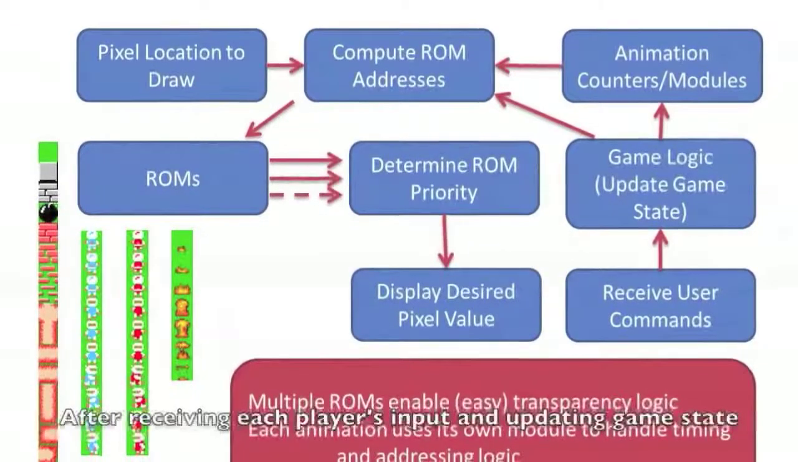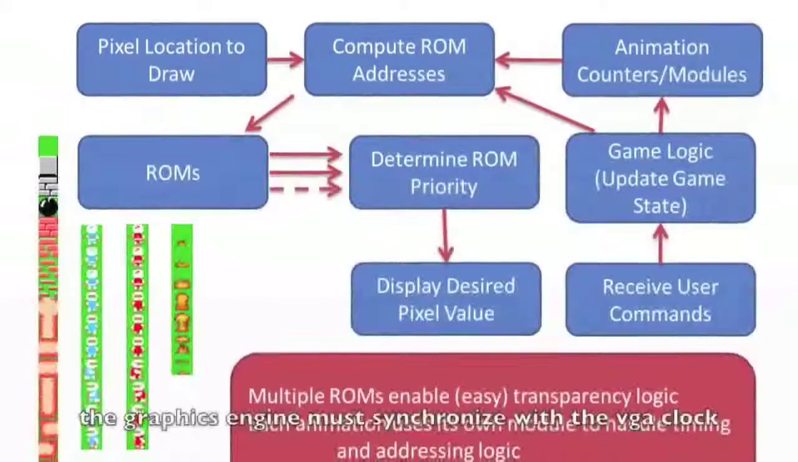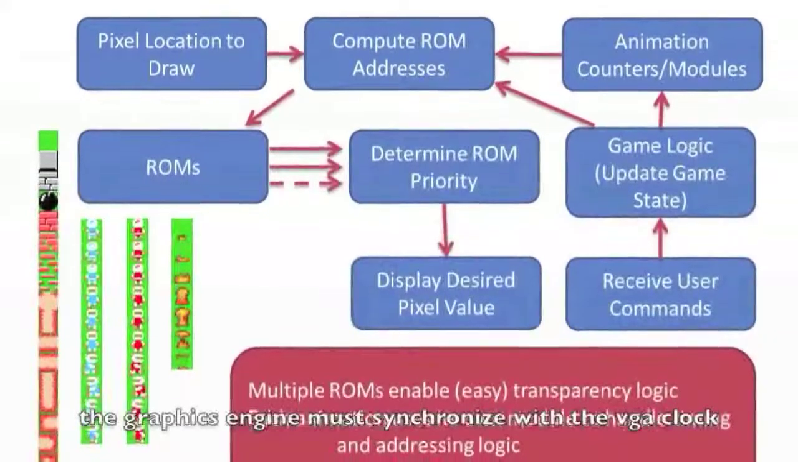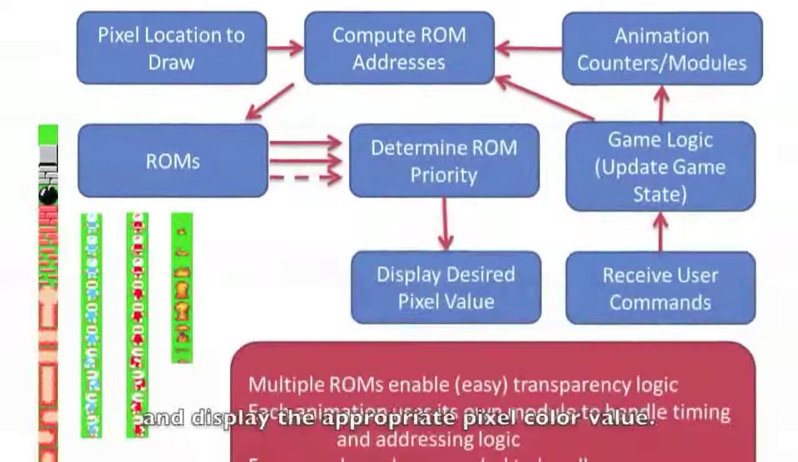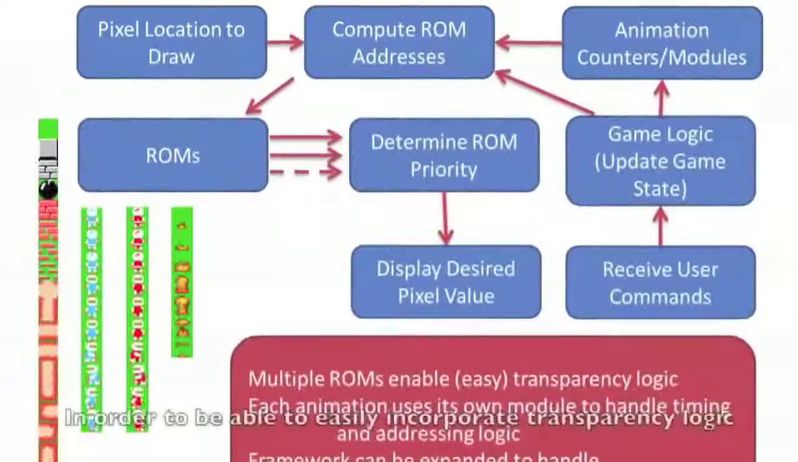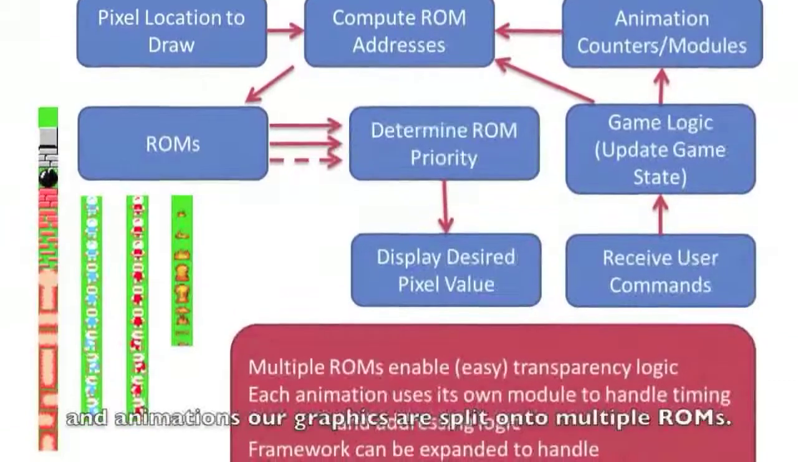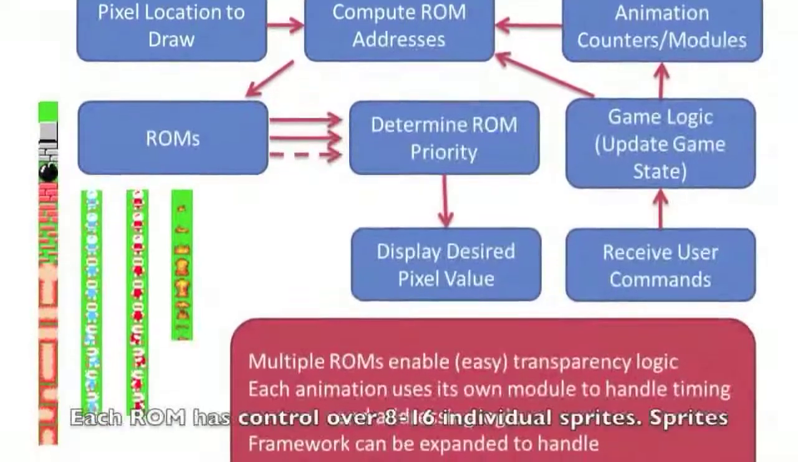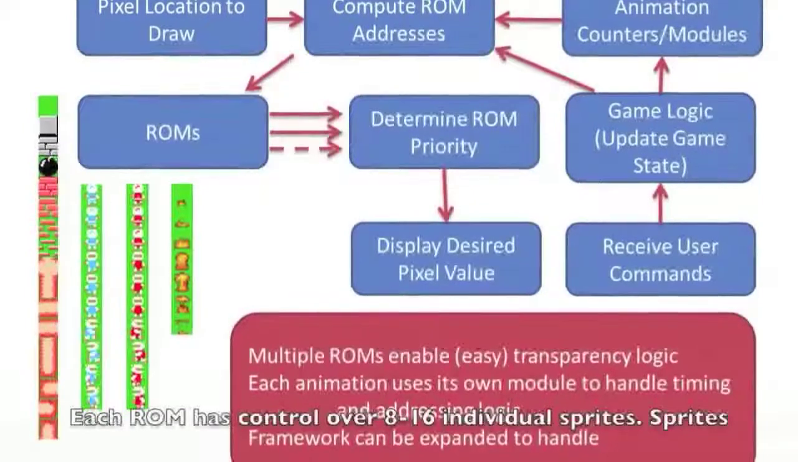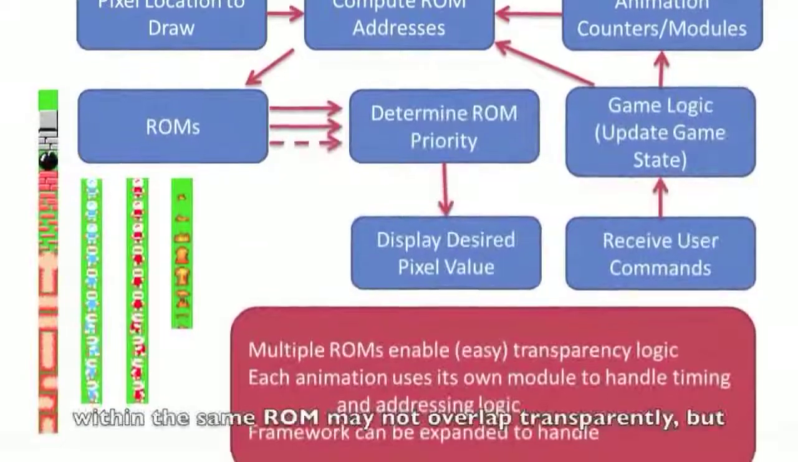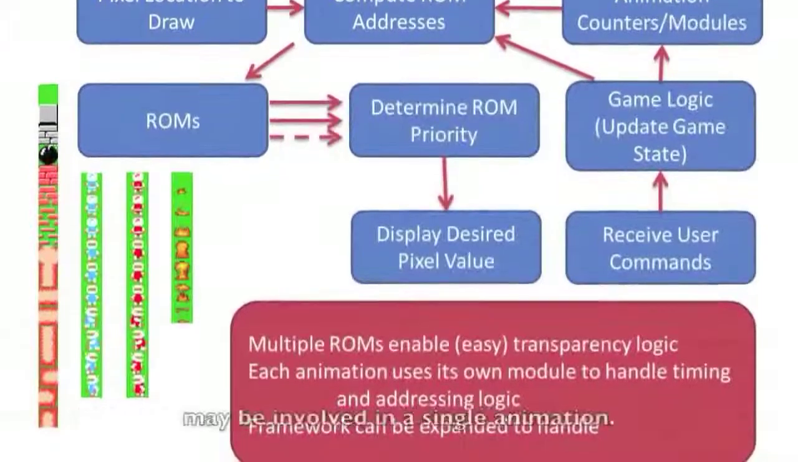After receiving each player's inputs and updating the game state, the graphics engine must synchronize with the VGA clock and display the appropriate pixel color value. In order to easily incorporate transparency logic and animations, our graphics are split onto multiple ROMs. Each ROM has control over 8 to 16 individual sprites. Sprites within the same ROM may not overlap transparently, but may be involved in an animation.